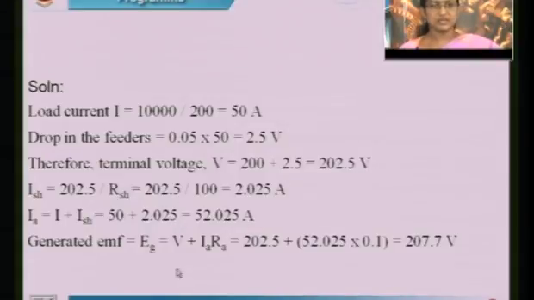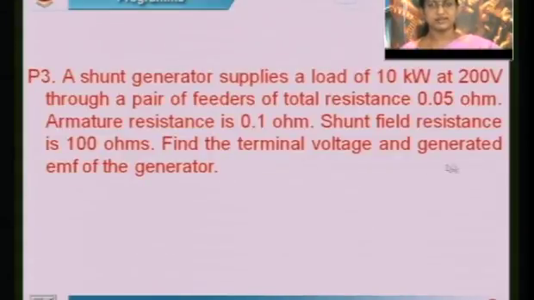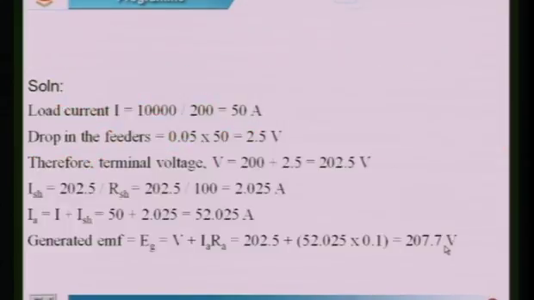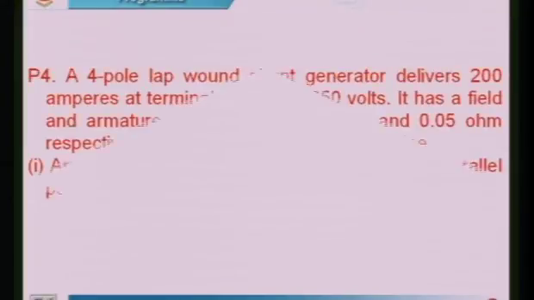Now, the next aim of our problem is to calculate the generated EMF of the generator, that is the equation Eg is equal to V plus Ia Ra. You know the terminal voltage you have already calculated, plus Ia you have already calculated, then Ra is given in the problem. Multiply this Ia by 0.1, you will get the answer, that is 207.7 volts. So, this is the solution for the third problem. Next we will move on to the fourth problem.